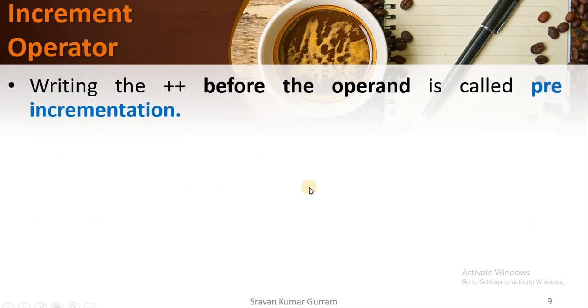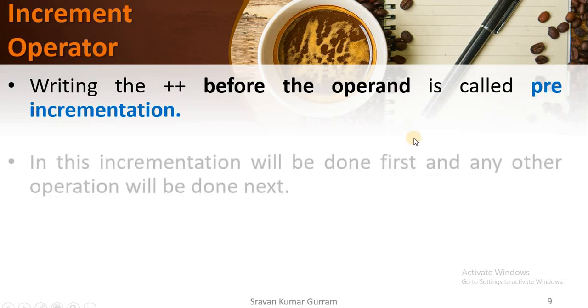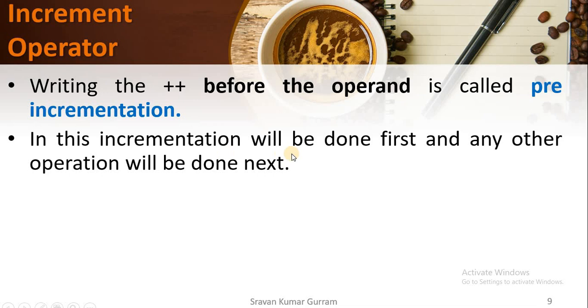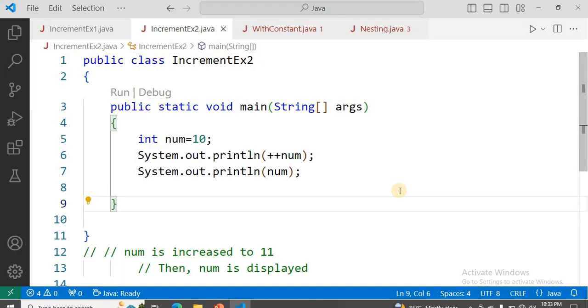Now in the increment, again we have two variations. Writing the increment operator, that is plus plus, before the operand, is called pre-incrementation. In this pre-incrementation, the incrementation will be done first and any other operations will be done next. See this example for a better understanding of pre-incrementation.